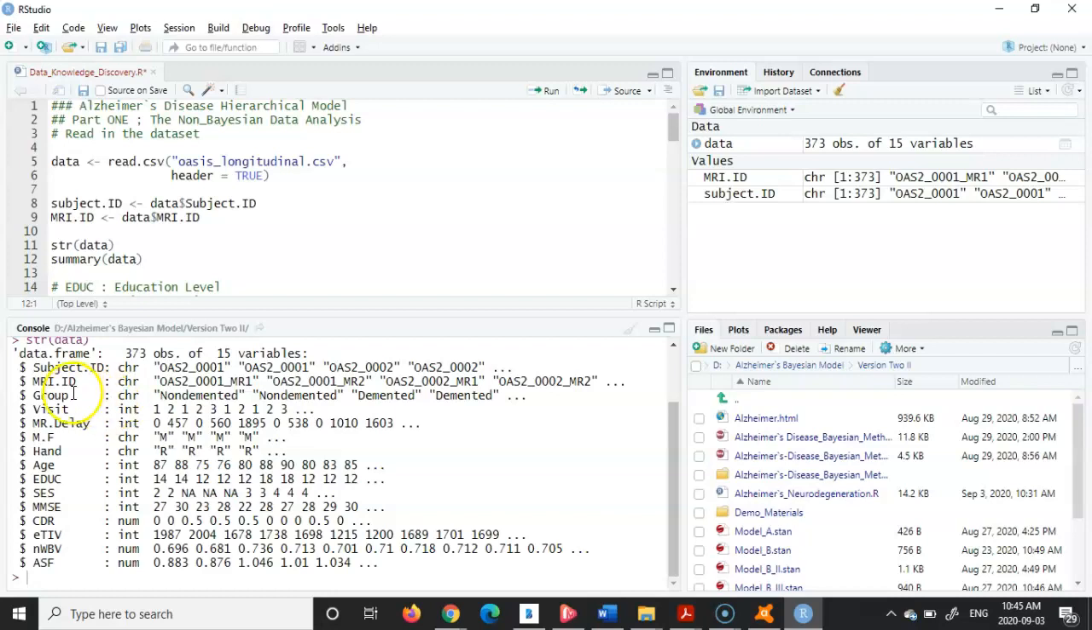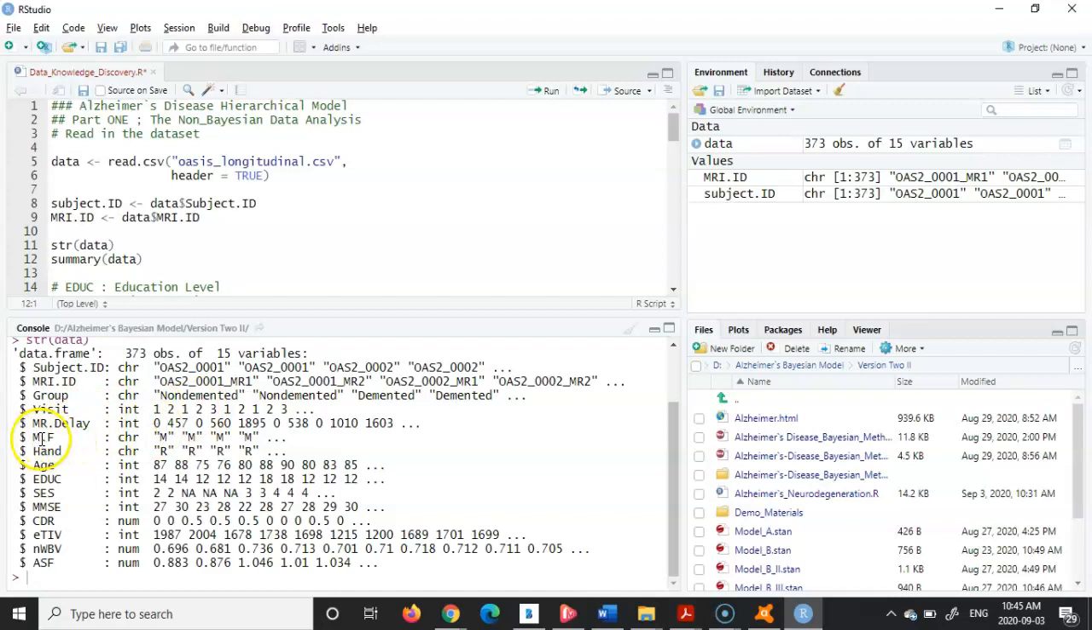We also have the group, which is a character. It consists of three different categories: either that person is demented, which means he has been identified as a person who has Alzheimer's, or he is non-demented, or he is converted. We are going to talk about that more. We also have the number of visits, which is an integer, for example one time they have been booked for the MRI, or two times or three times. And also the MRI delay time; we will talk about that later.